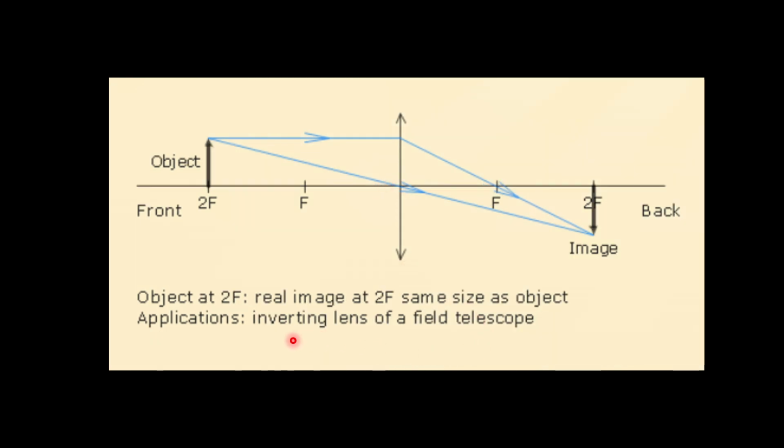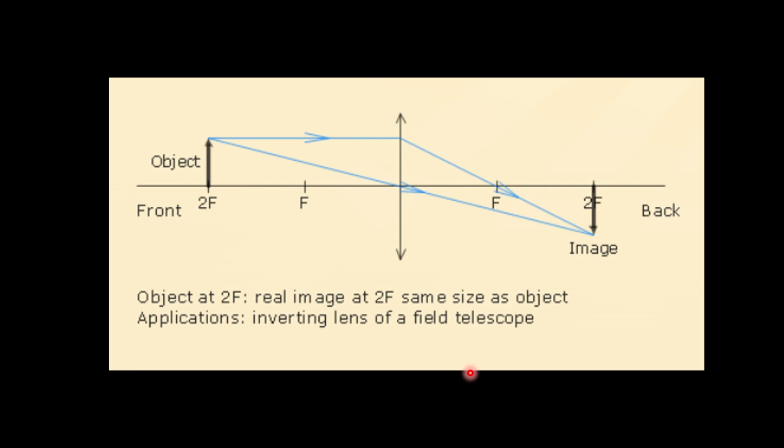Case number 3. The object has now moved from beyond 2F to on 2F. Now over here, again as we saw earlier, there's one light ray going parallel to the principal axis and another light ray converging through F. And there's another light ray going through point O, or the origin. Now in this case, the image is the same size as the object.